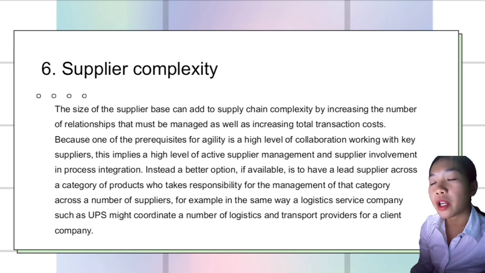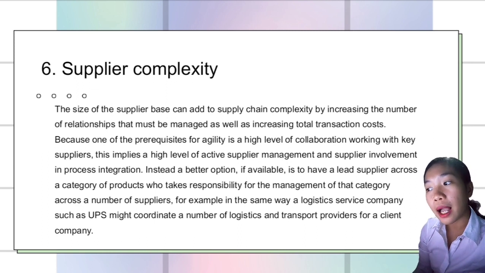The size of the supplier base can add to supply chain complexity by increasing the number of relationships that must be managed as well as increasing total transaction costs. Because one of the prerequisites for agility is a high level of collaboration working with key suppliers. This implies a high level of active supplier management and supplier involvement in process integration.